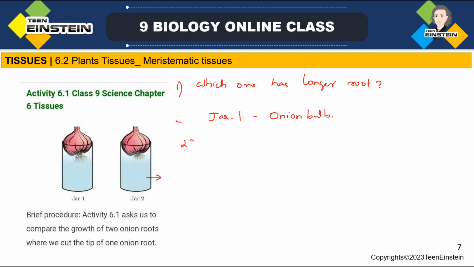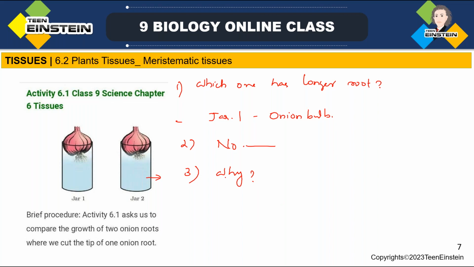Second question: do the roots continue growing even after we have removed their tips? No, it's not growing again. You can observe this, simply, you can do this activity at home. Why would the tip stop growing in jar 2? It's not growing, we have got the answer. But why is it not growing in jar 2 after we cut them? There is a reason.